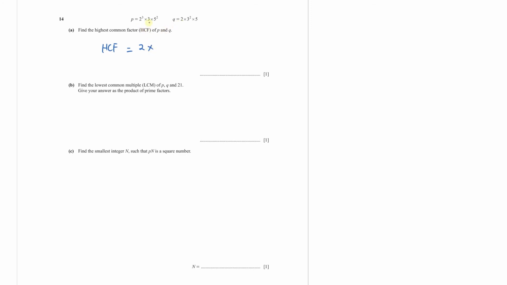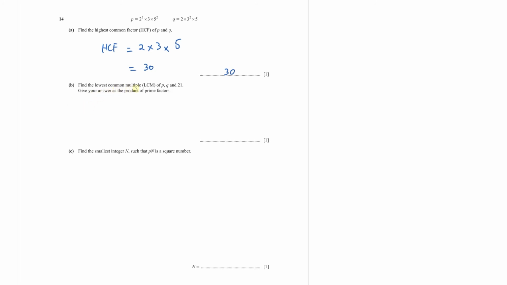The next prime factor is 3. So you have 3 here and 3 square here. The lower power is here, so I will have 3. And then you have prime factors 5, 5 square here and 5 here. So I will take the lower power, which is 5. So your HCF is 3 times 2 is 6, 6 times 5 is 30.